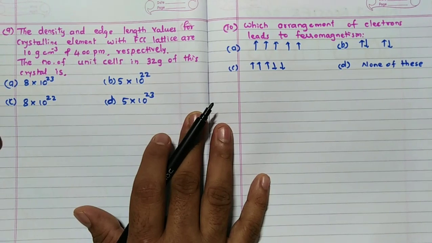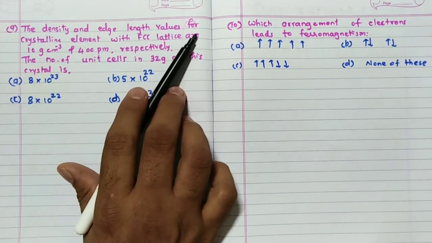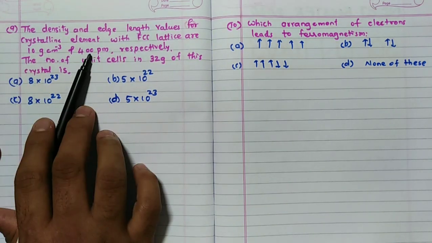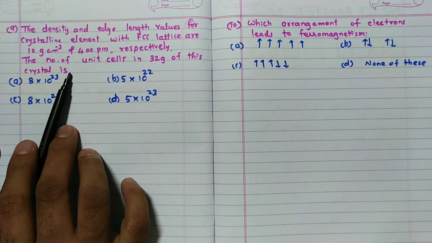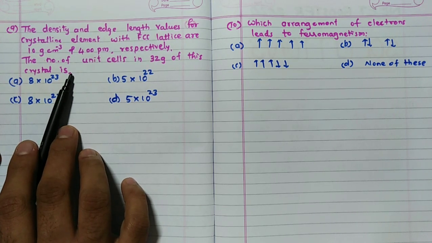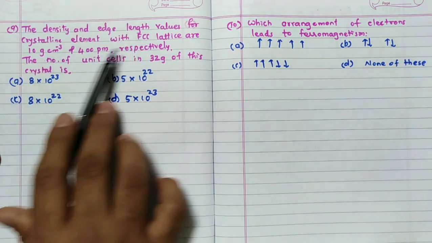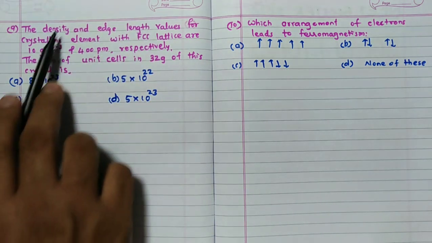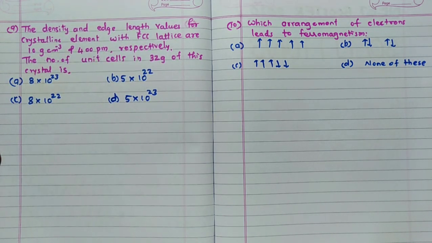A density and edge length value for crystalline element with FCC lattice are given 10 gram and 400 picometer respectively. The number of unit cells in 32 gram of this crystal they are asking. So 32 gram of this crystal. So one thing we have to know that, so molecular mass, whatever you will see here, that molecular mass which belongs to 1 unit cell, right? Molecular mass belongs to 1 unit cell.